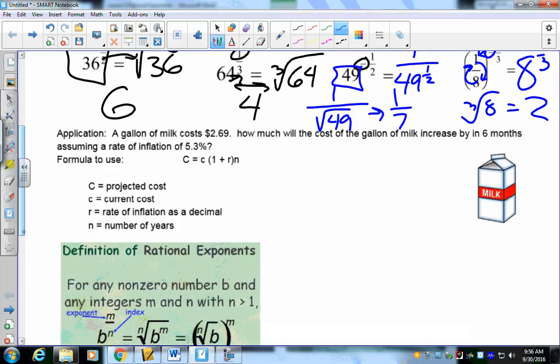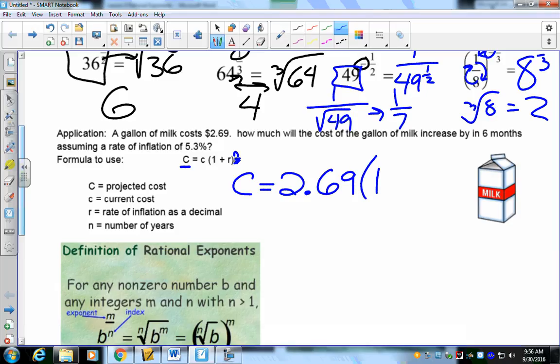Okay, let's take a look at an application problem. So we're going to use this formula, and this n is supposed to be a power in exponent, so just please raise that up. It says a gallon of milk costs $2.69. How much will the cost of the gallon of milk increase by in 6 months, assuming a rate of inflation of 5.3%? All right, so we're just going to plug things into our formula. This big C represents what it will cost. The little c is our current cost, which is $2.69.